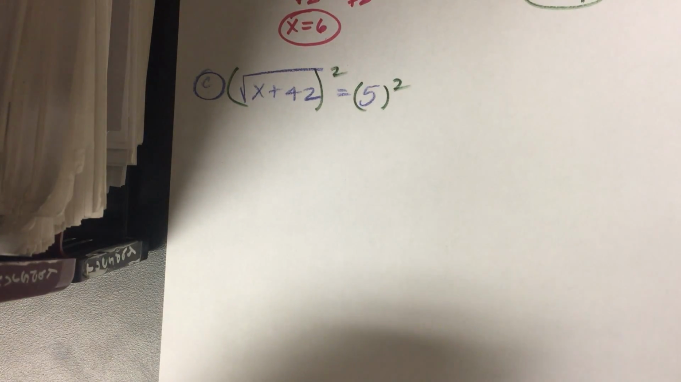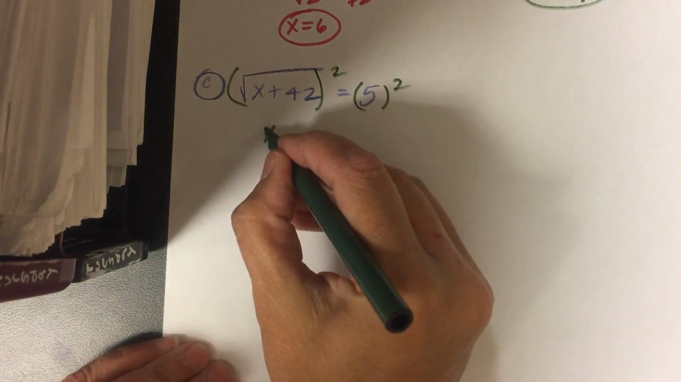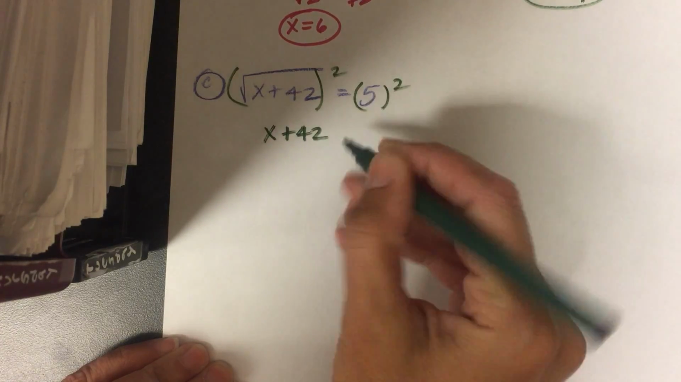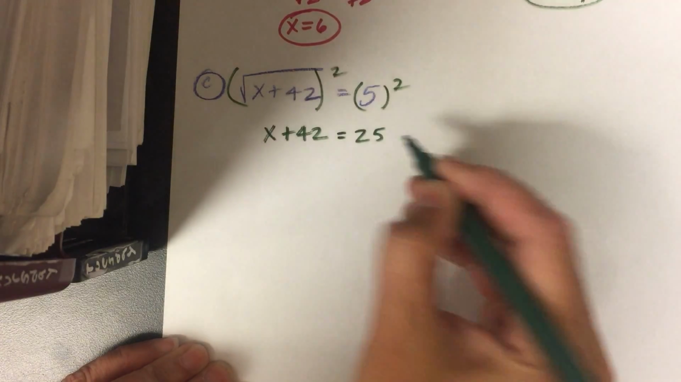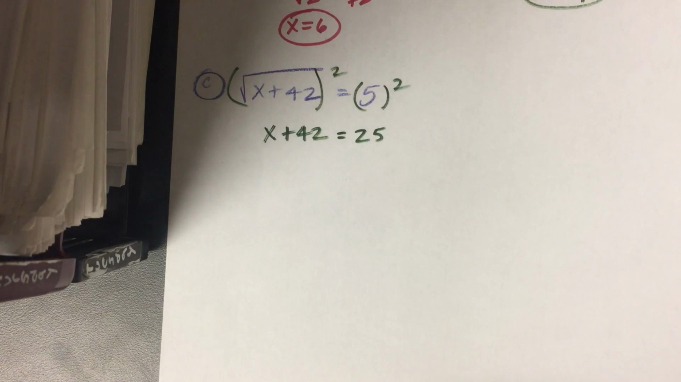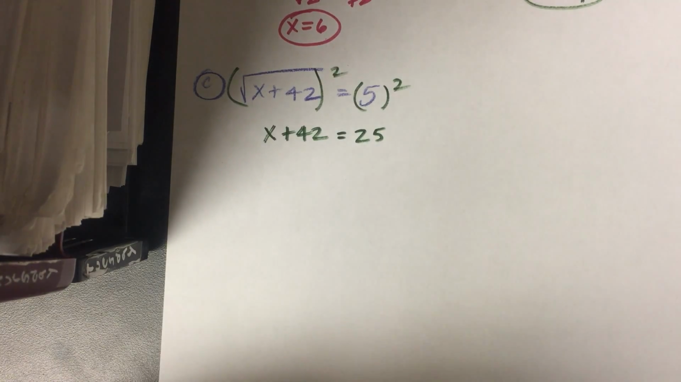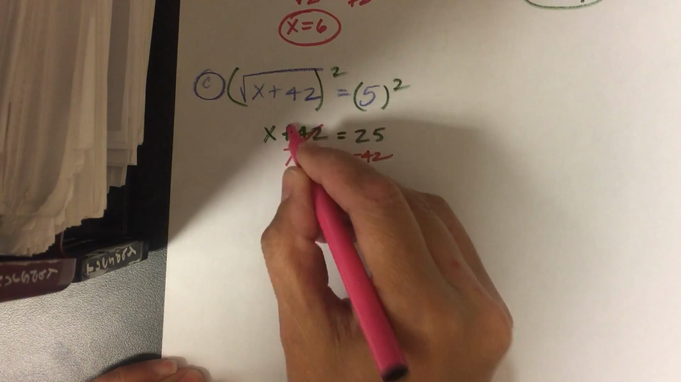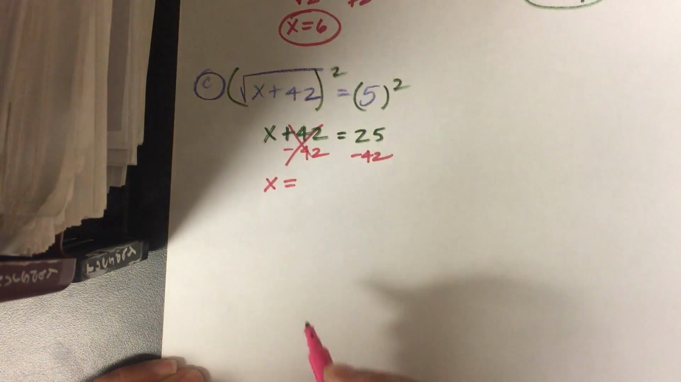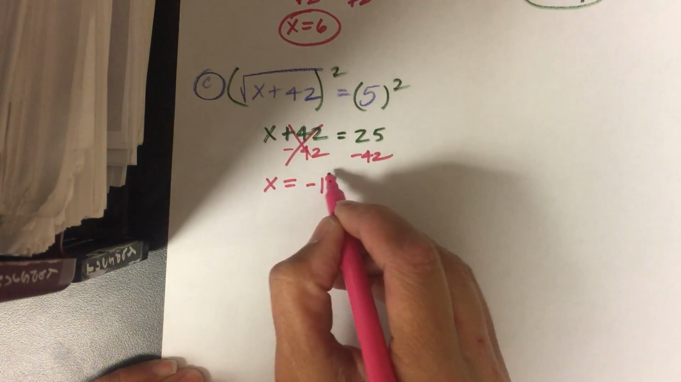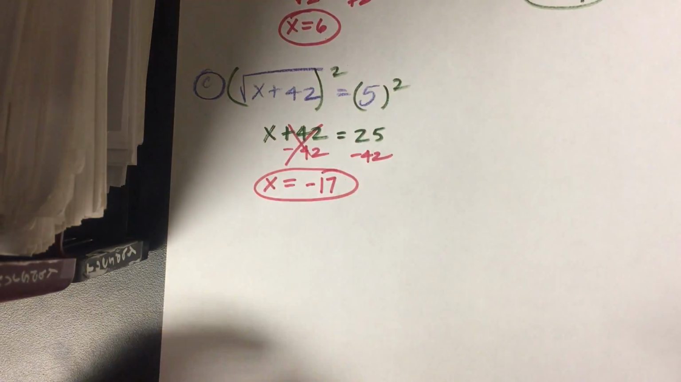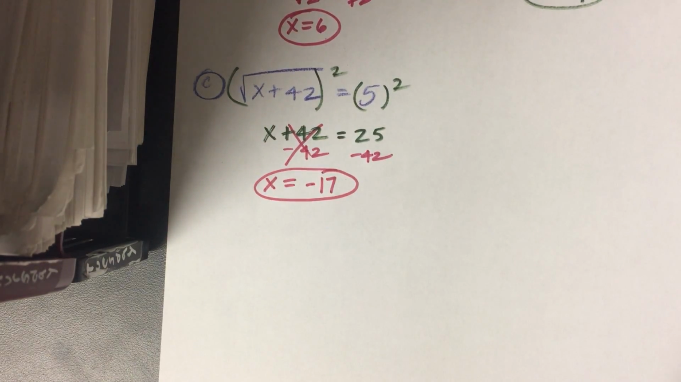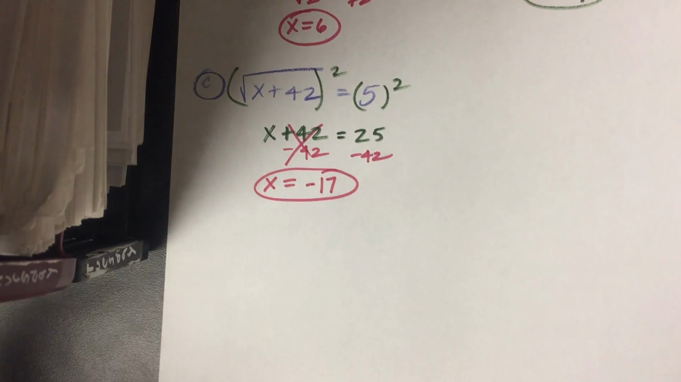So I'm going to square both sides, and that's going to give me x plus 42 on this side and 25 on this side. And then I want to isolate the x and get it by itself, so I'm going to subtract 42 from both sides. So x is going to equal negative 17. And that's your answer. And that's how you solve with square roots.